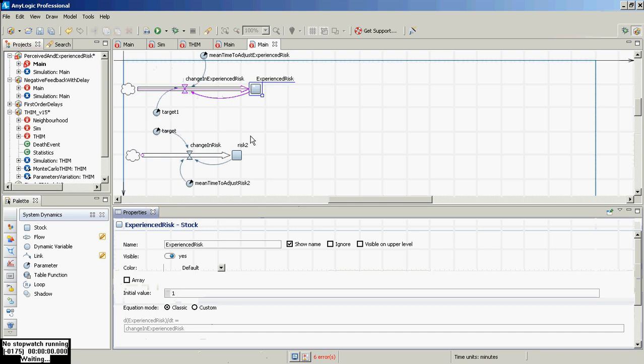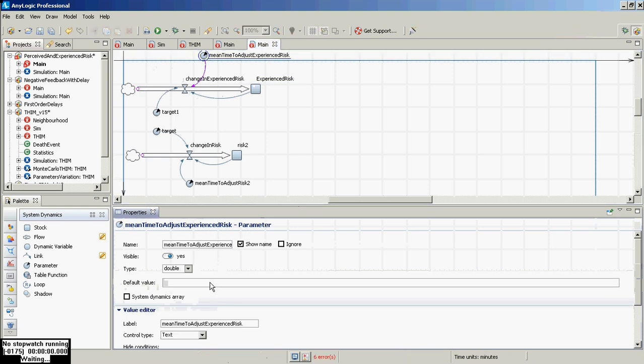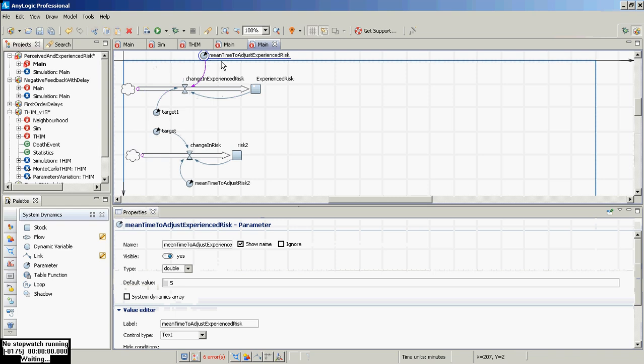We're going to start with some kind of unit level of risk that's actually out there. The mean time to adjust experienced risk, we're going to make it 5 time units. 5 here as the default value. That'll be the value unless we override it, like in the experiment. It'll be a 5. It's a double precision value, 5.0.